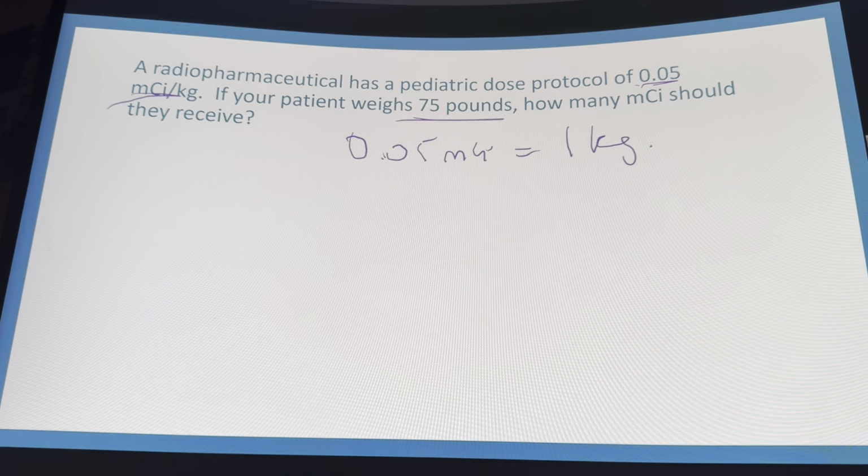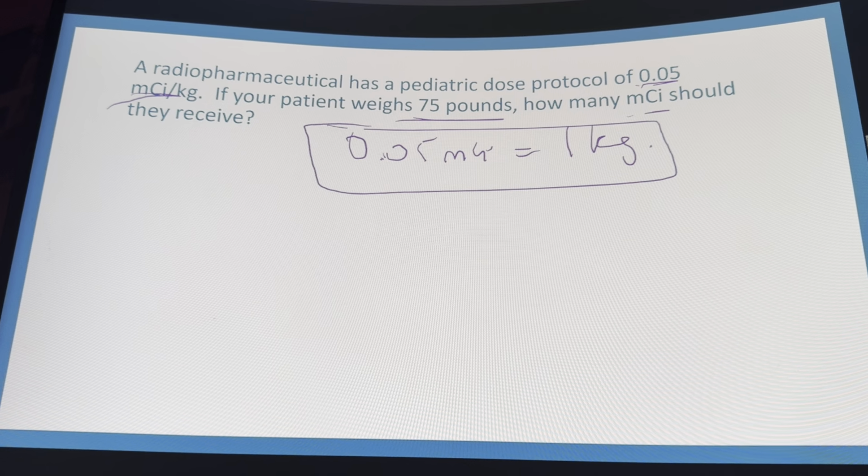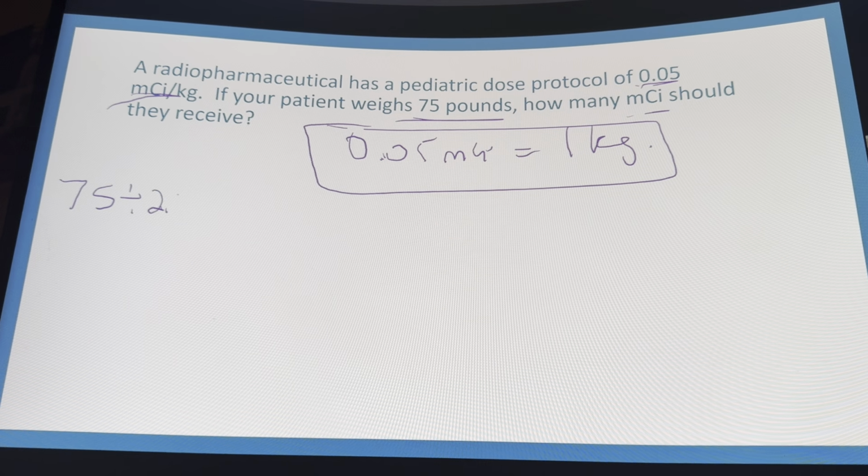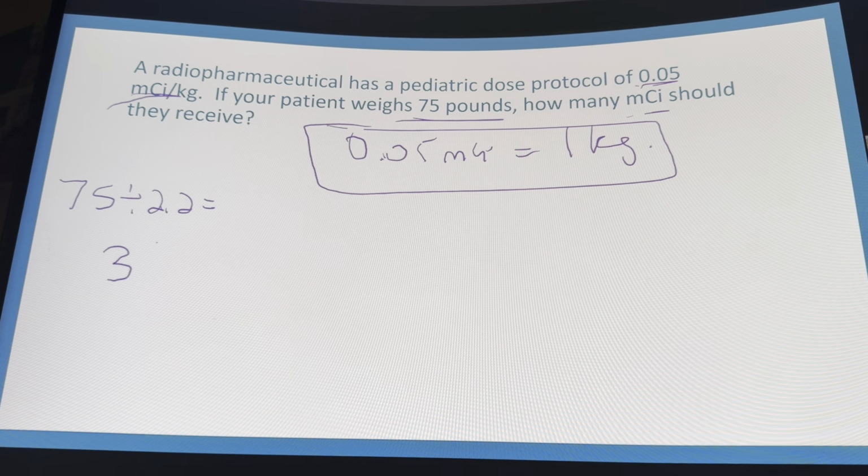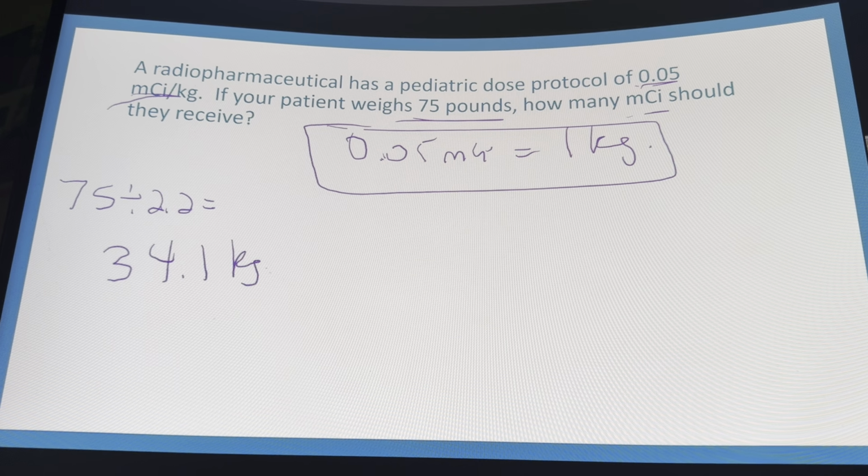My patient weighs 75 pounds. How many millicuries should they receive? This is my doorway, but I'm starting in pounds, so I can't go through my doorway yet. I can't go through it until I have one of these variables. I know I can convert pounds to kilograms. So 75 divided by 2.2, I have 34.1 kilograms. Now I'm at kilograms, so I can use my doorway.